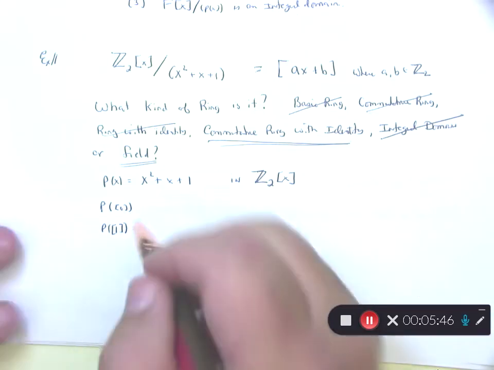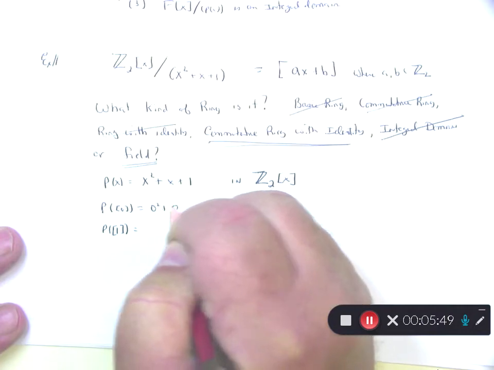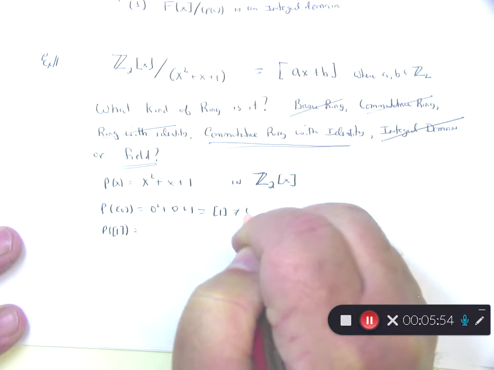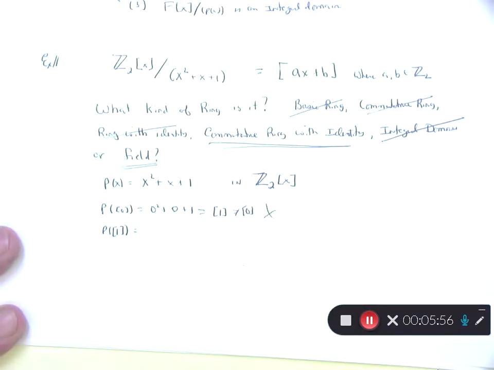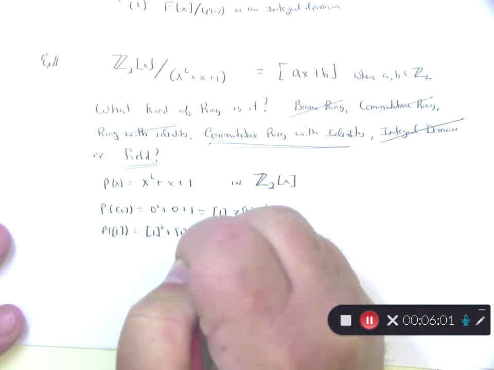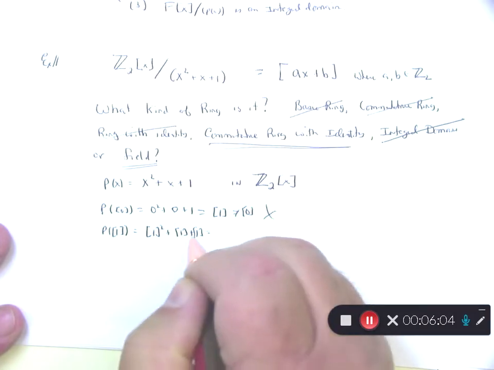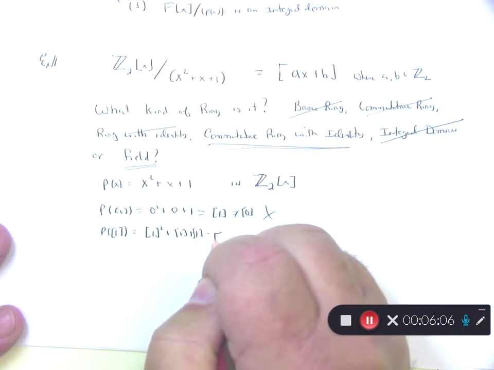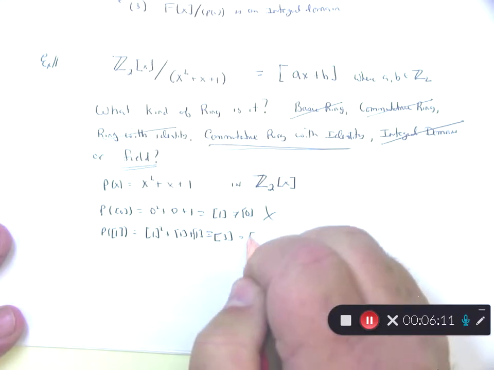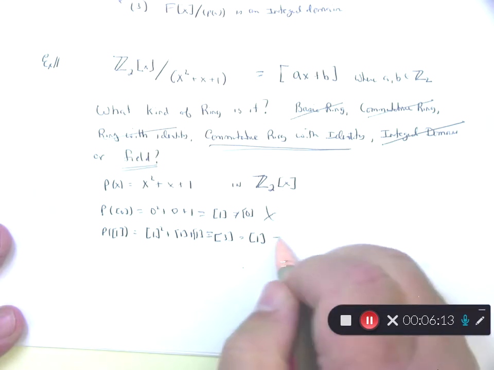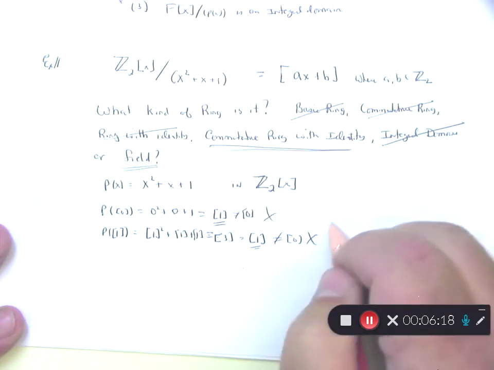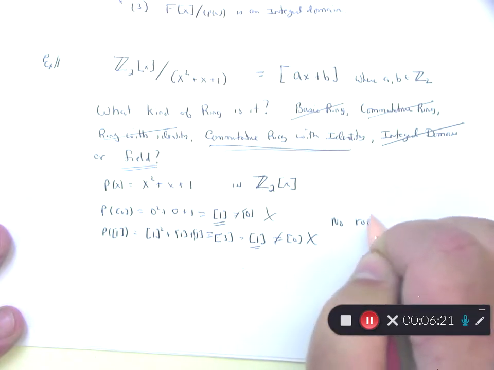So plug in 0, that's easy. That would be 0 squared plus 0 plus 1, plugging in 0 for x. And that gives me 1, which is not the 0 equivalence class. So, not a root there. Now I'm going to plug in 1. 1 squared plus 1 plus 1. And 1 squared is 1, plus 1 plus 1 is 3. So this will be the equivalence class 3, but we are in Z2 adjoined x, so 3 is equivalent to, subtract off 2, 1, but you don't get 0 again. So we got 1 and 1, so no roots.